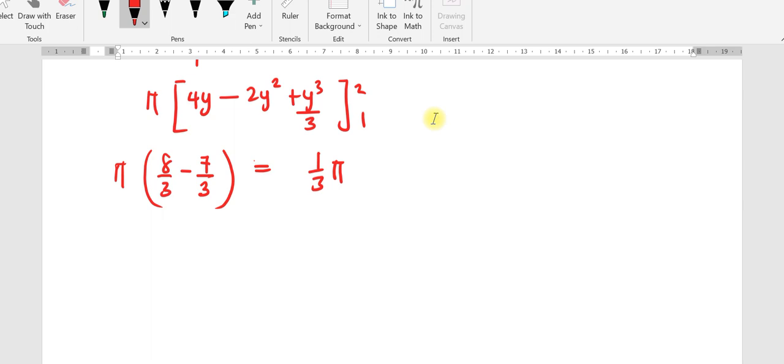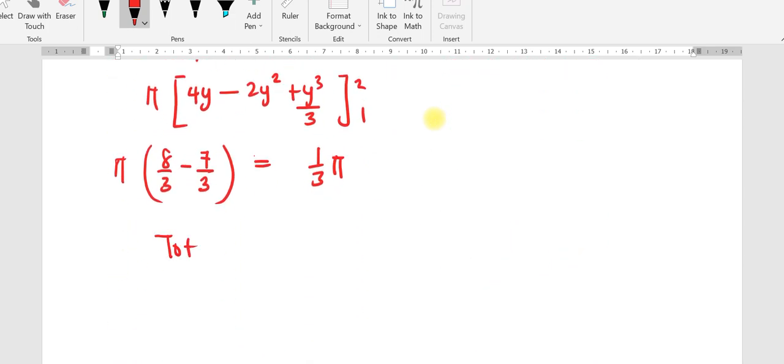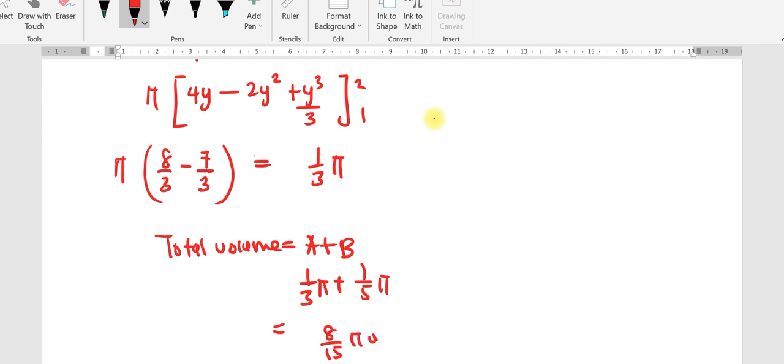The answer will tell you. So total volume is equal to A plus B. So 1 over 3 pi plus 1 over 5 pi. What do we get? I already calculated in my mind, but just to make sure, 8 over 15 pi unit cube. Okay, not bad, the question.